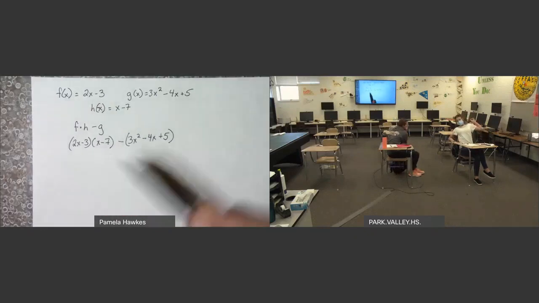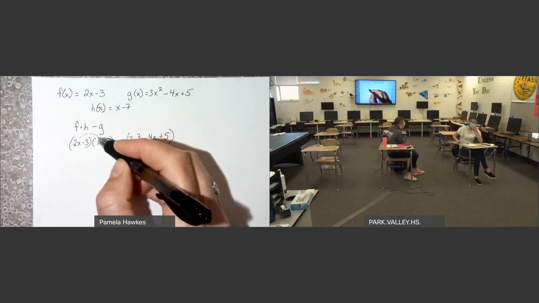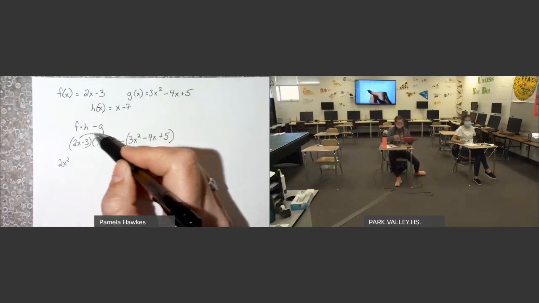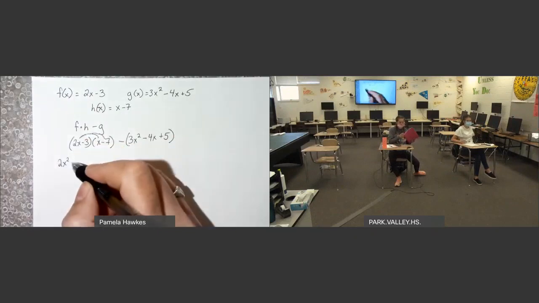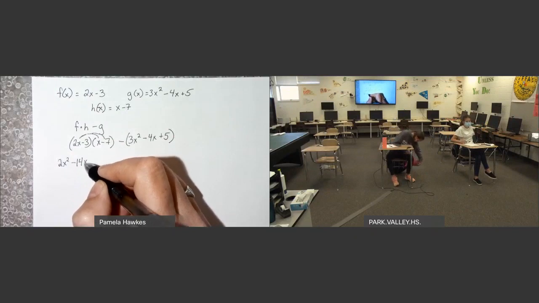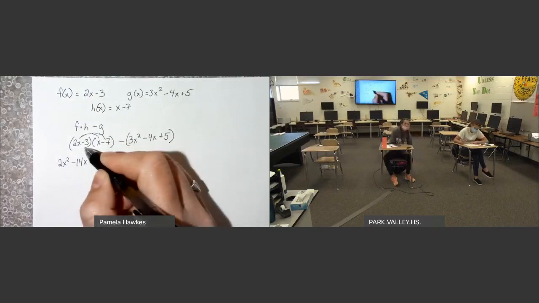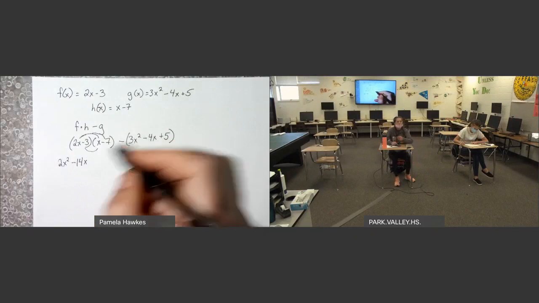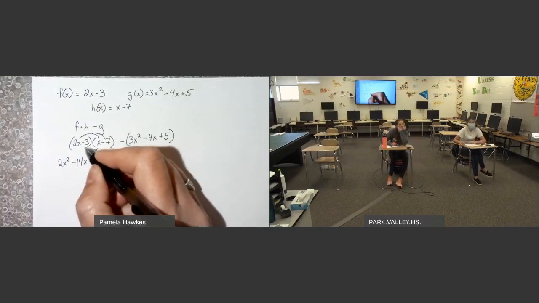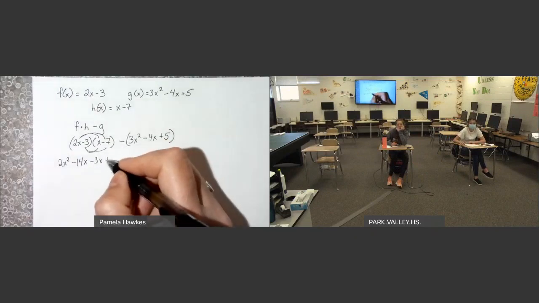So when we do this one, we're going to go 2x times x, which is 2x². 2x times negative 7 is negative 14x. Negative 3 times x is negative 3x. And negative 3 times negative 7 is positive 21.